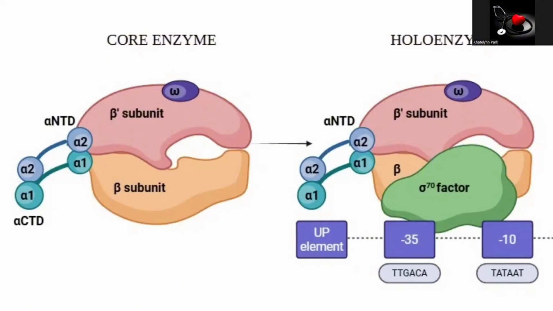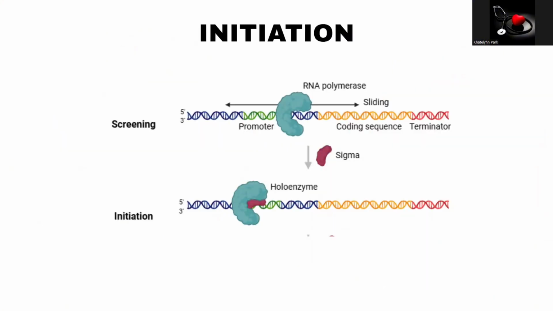The sigma factors decide which sets of genes are turned on. When a bacterium is under stress, it can switch sigma factors, thereby shifting its gene expression to stress response genes. The RNAP unwinds about 14 base pairs around the Pribnow box, creating a transcription bubble.